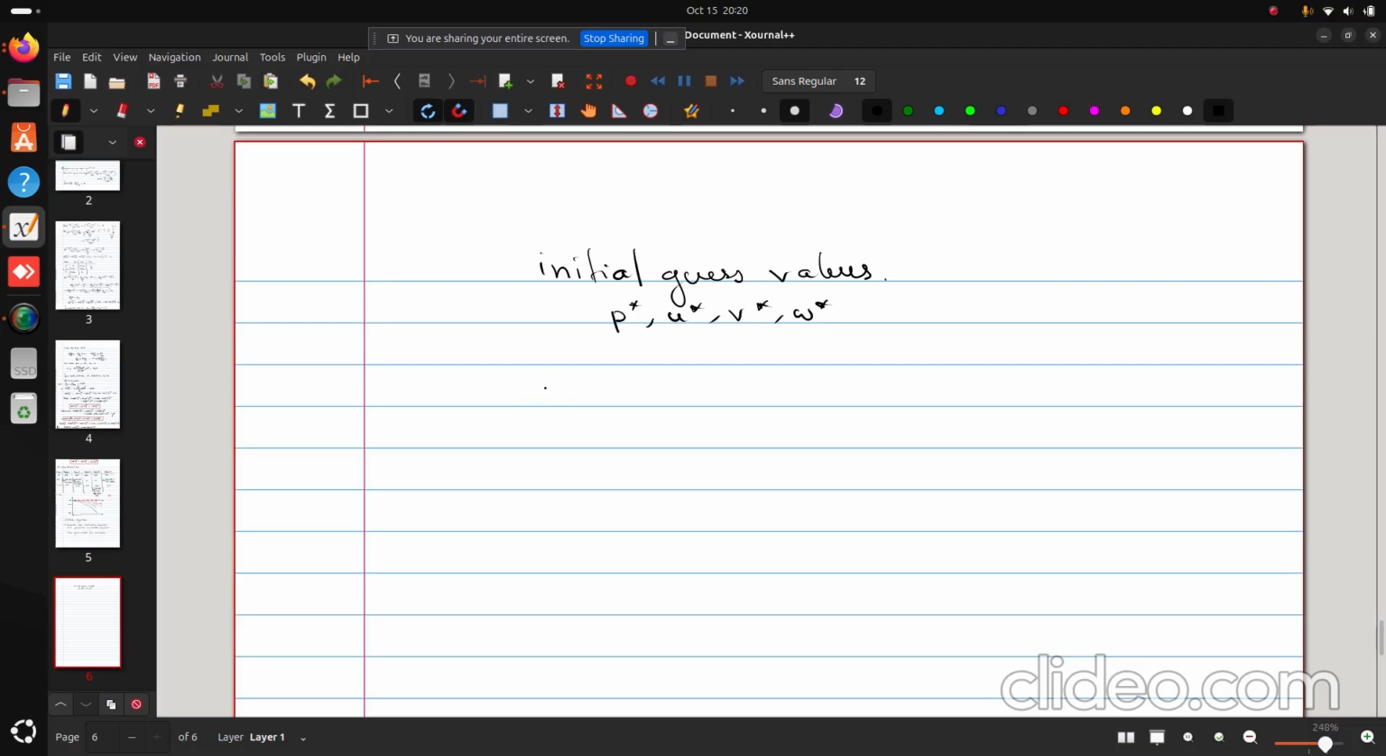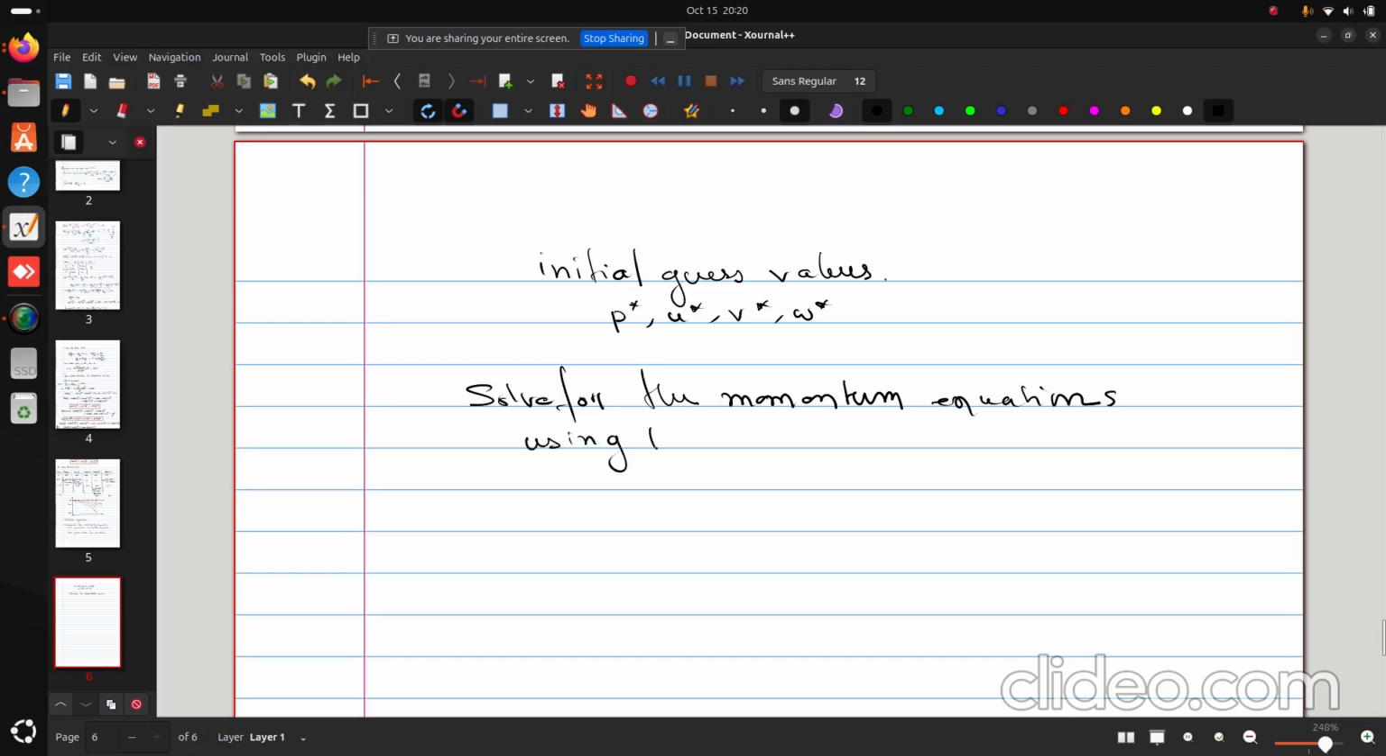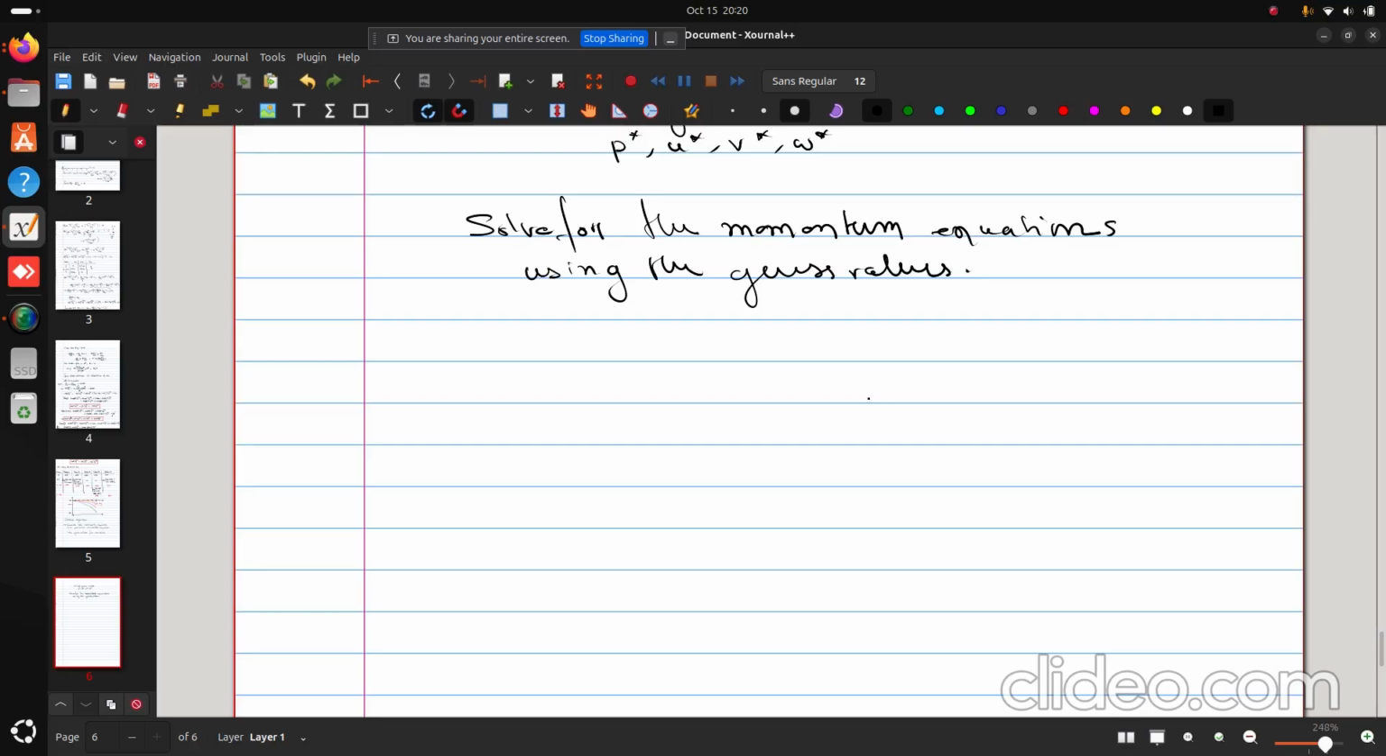Okay, then we solve the momentum equation. Yeah, so we solve the momentum equation using the guess values, and if you remember, we had to do something called staggering of the grid, which means that we will store the pressure, density, the gammas. Let me just briefly touch upon that again.